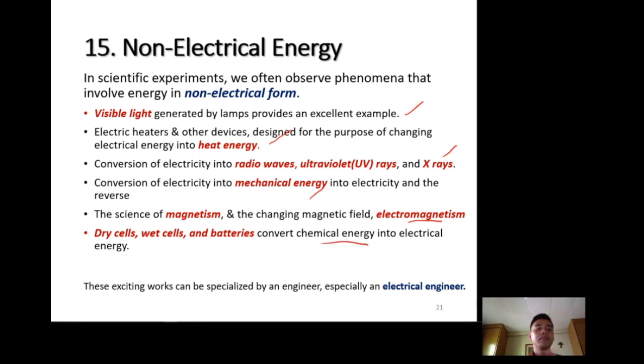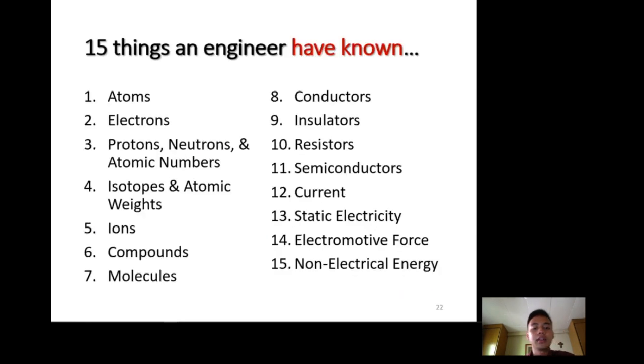So there are some forms of energy that you might interchange with electrical energy. They can be converted into electrical energy, for example mechanical to electrical or chemical to electrical. In that way, we can transfer the energy from one place to another. These exciting works can be specialized in by an engineer. For those in EE, you can actually specialize in some of these fields. So these are the things that you have learned today.